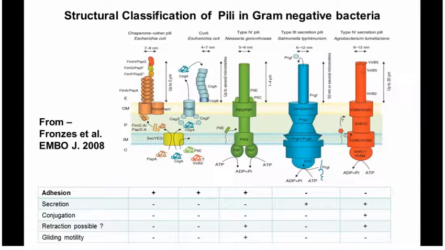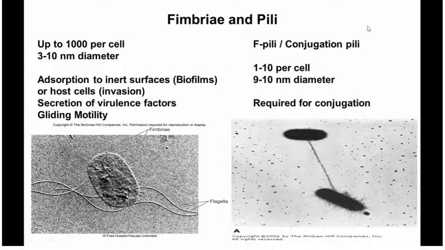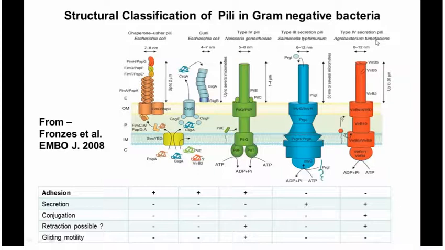Only type 4 pili can do this. Type 1, curli, and type 3 can't do it because they can't be extended and retracted. That leads us to the last type, which is type 4 secretion pili. Type 4 pili can be extended, extruded, and retracted, but they're hollow and can be used to secrete proteins or maybe DNA. In fact, conjugation pili are a modified form of type 4 secretion pili.